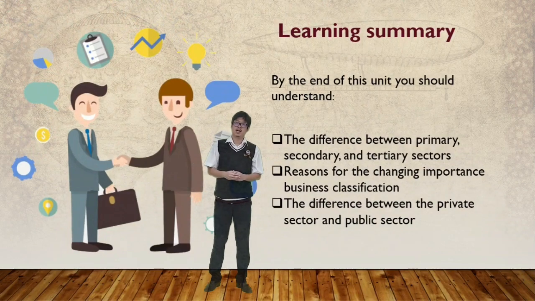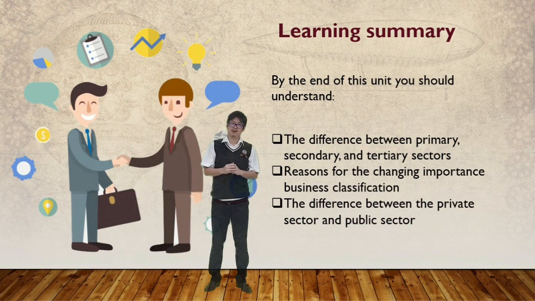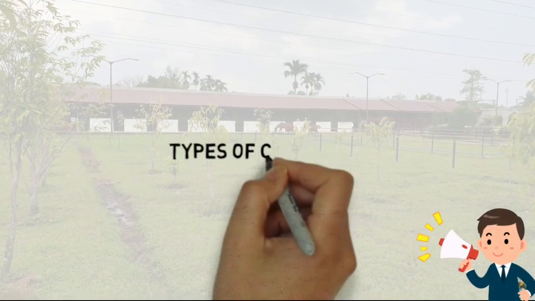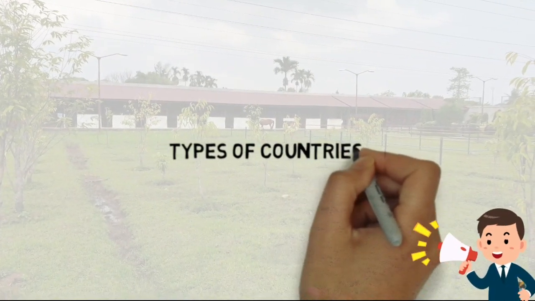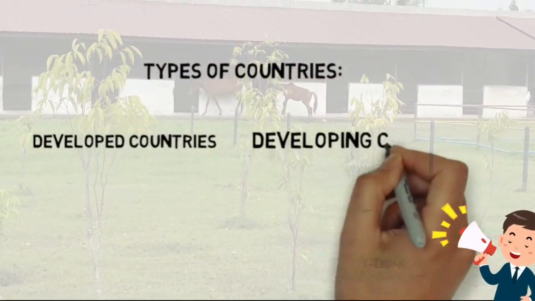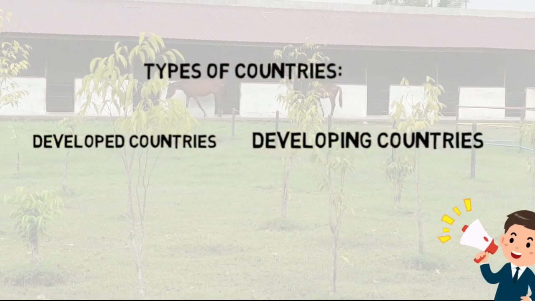Today we discuss the changing importance of business classifications. And I hope you enjoy watching this video. Let's start. There are two types of country that we will discuss. The first, developed country. The second, developing country.